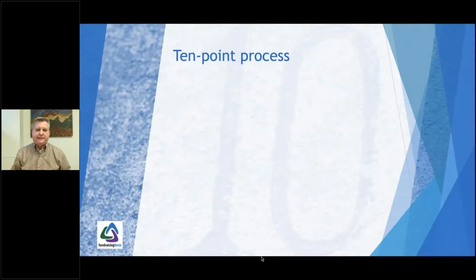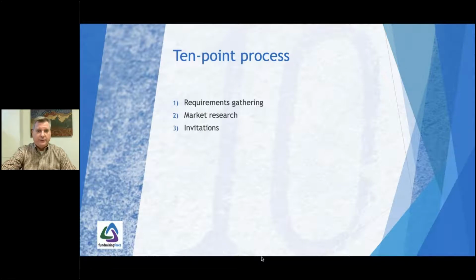Now I'm going to get into the 10-point process. What I'll do first is I'll review the 10 points up front, and then I'm going to dissect each and every one. So just be patient here. The first one is requirements gathering. The second step is market research. The third is sending out invitations to the market. The fourth is developing a request for proposals or a whole packet.